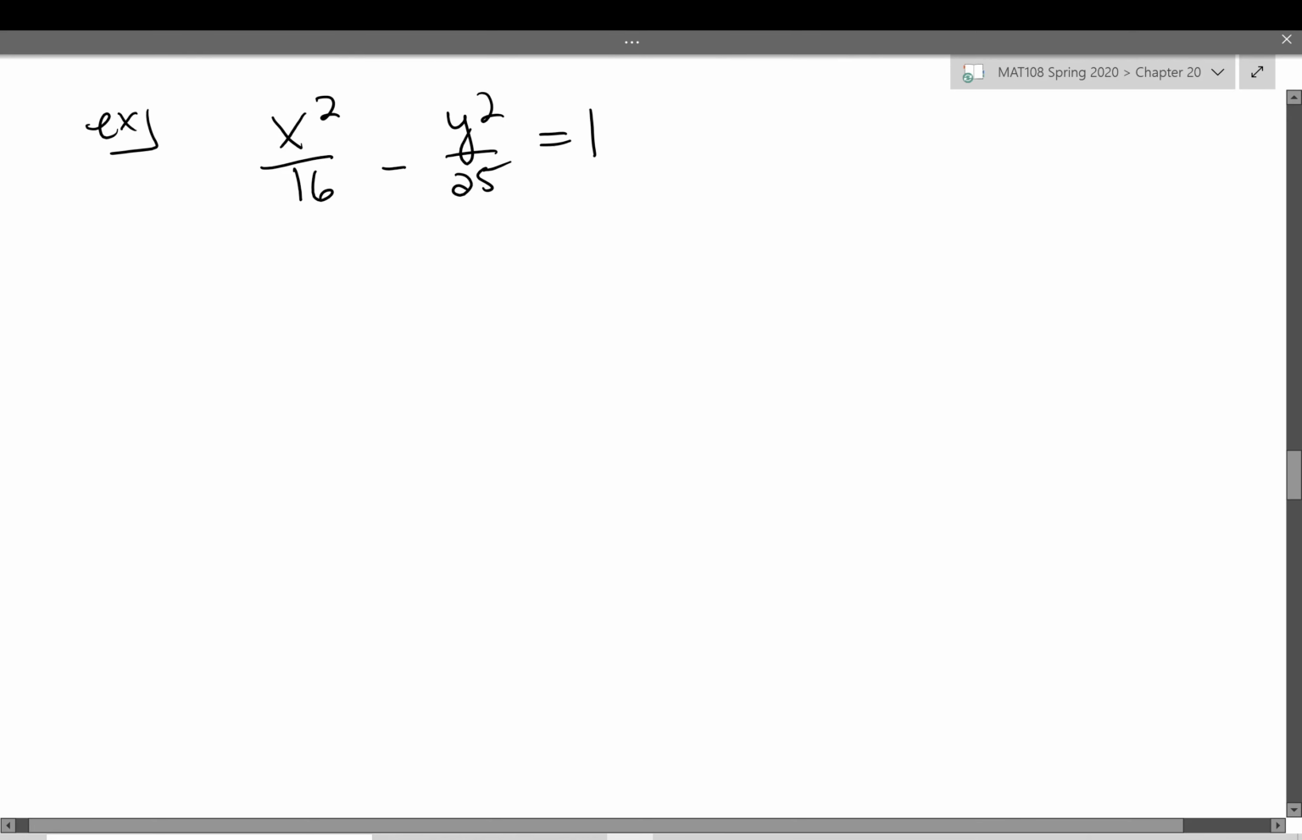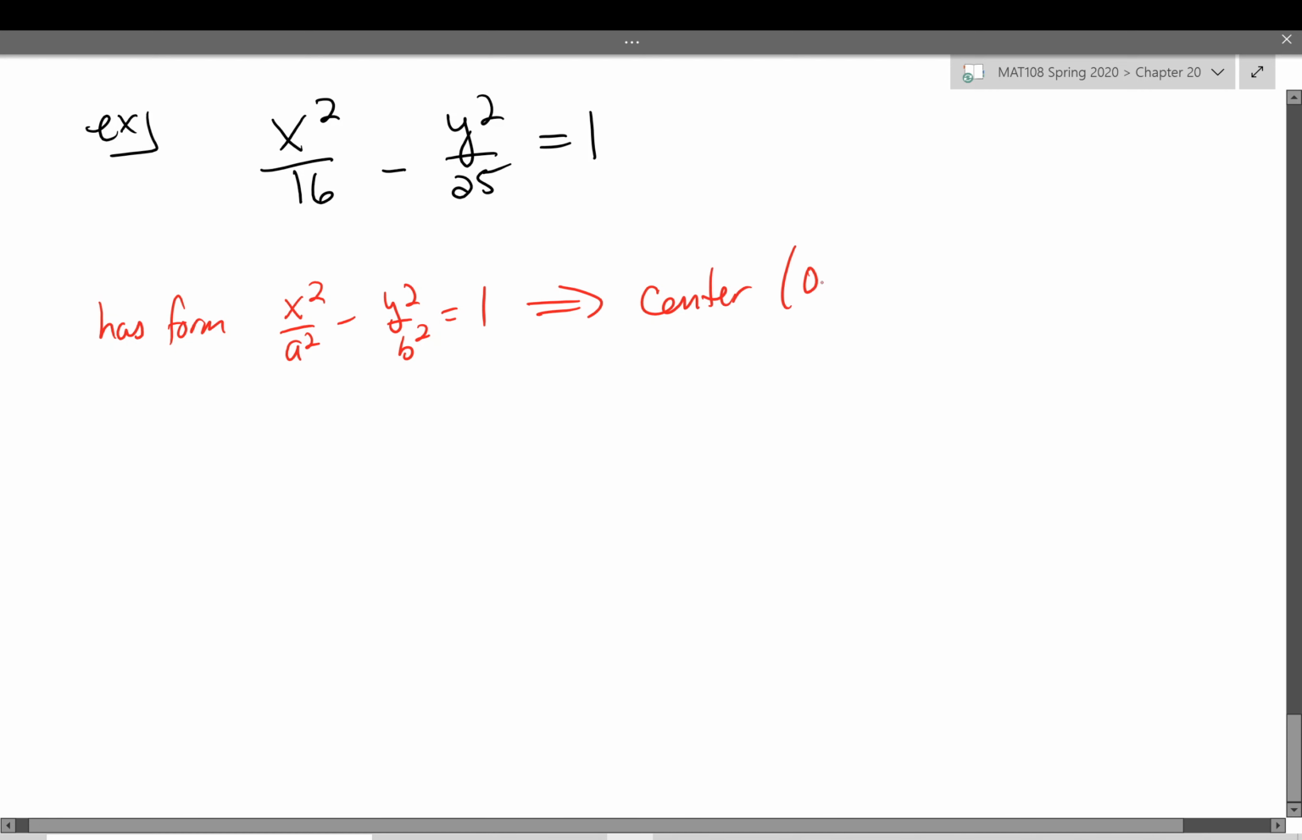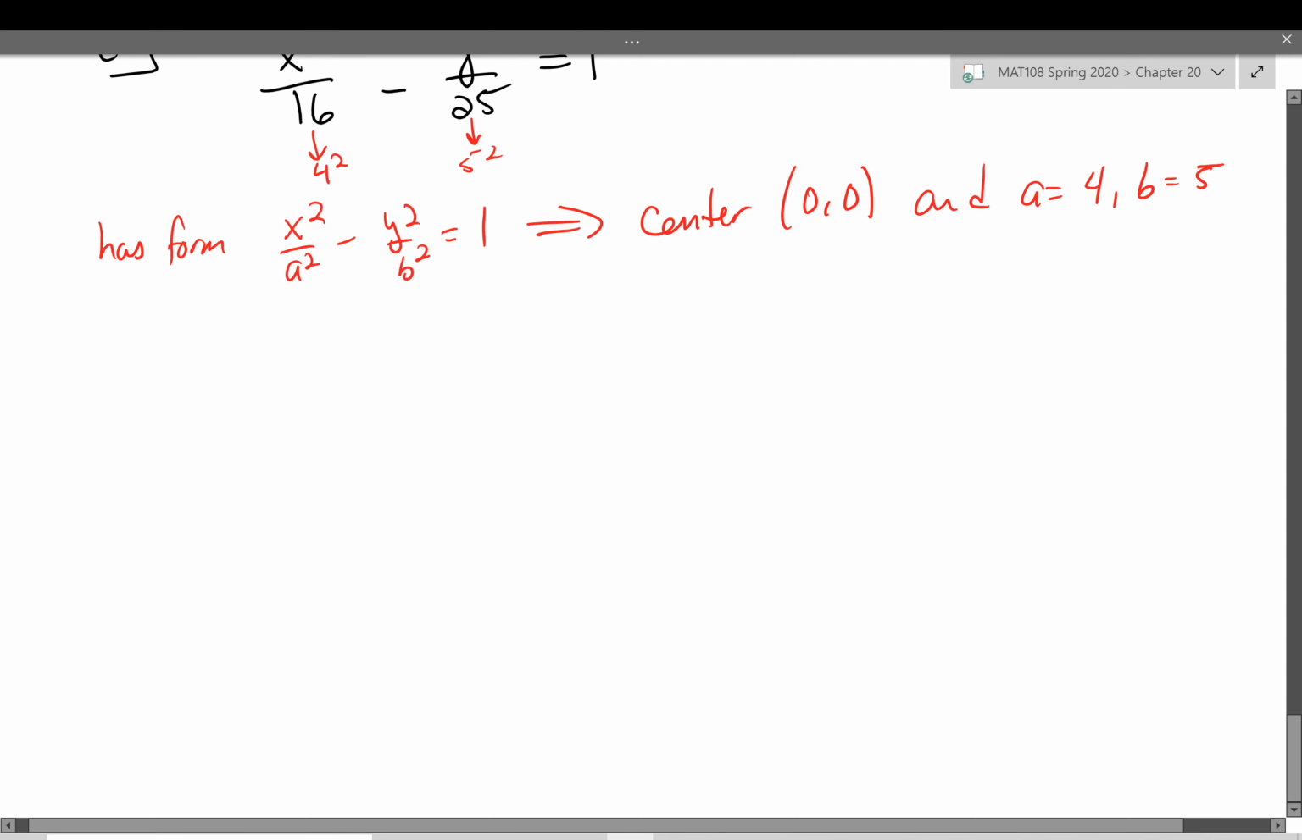Now I'm going to take my time with this example. Okay? I'm not going to rush it. So this equation has the form x² over a² minus y² over b² equals 1. So we know the center is (0, 0), correct? Also, if you look here, that's 4 squared and 25 is 5 squared. So we know a equals 4 and b equals 5, okay? So I'm going to graph the a for now. 1, 2, 3, 4. Okay?